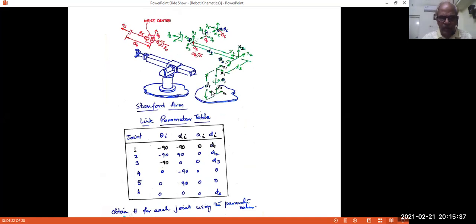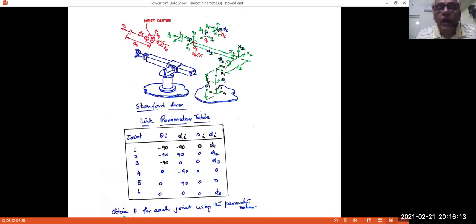Now we'll take one more example. This is a Stanford arm. It has two rotary joints and a prismatic joint. This is rotary, this is also rotary, this can rotate like this, and this is a prismatic joint. This is followed by an RRR type of wrist, which is briefly represented this way. This is the link connected to this end of the prismatic joint, the third link. And then you have these three joints.